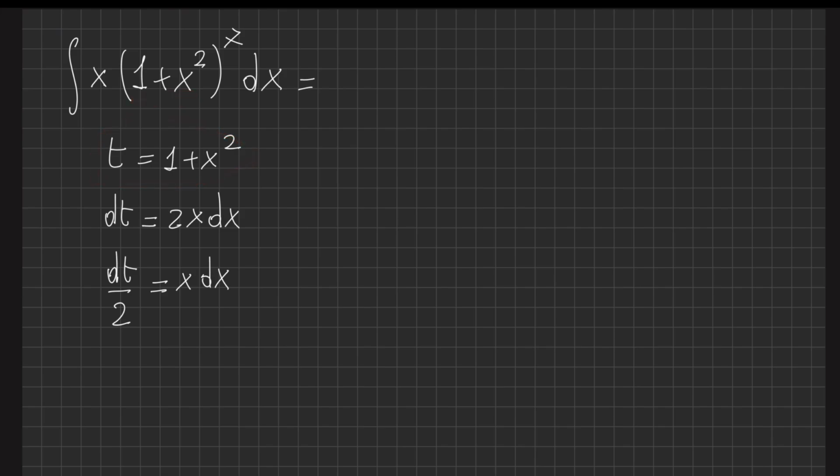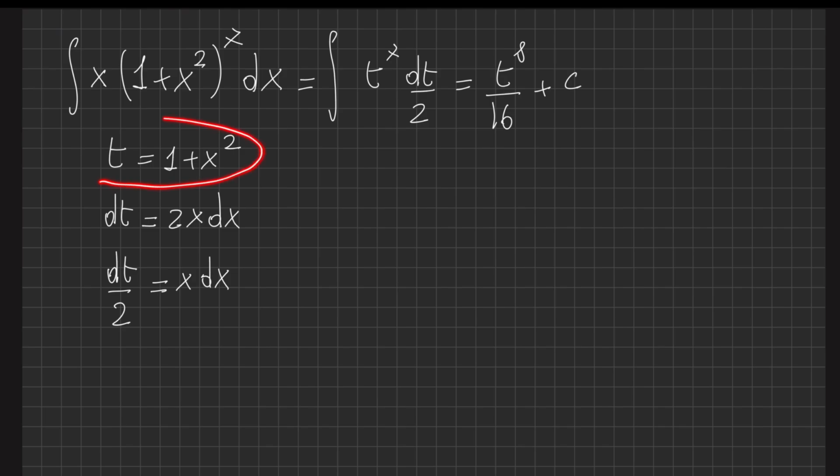So it's going to be equal to the integral of t to the power 7 times dt over 2. And now this integral, I can do it. So this is going to be equal to t to the power 8 divided by 8 times 2, which is 16, plus a constant. And now I have to remember that for me t is equal to 1 plus x squared, which means that this guy is equal to (1 plus x squared) to the power 8 divided by 16 plus a constant.